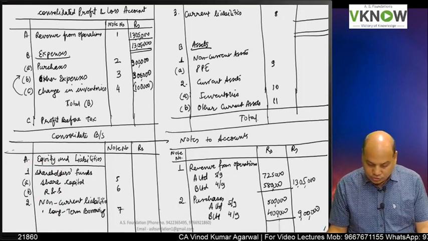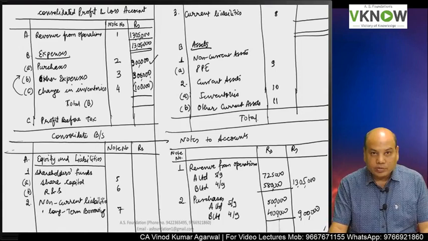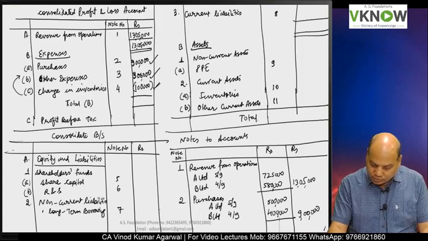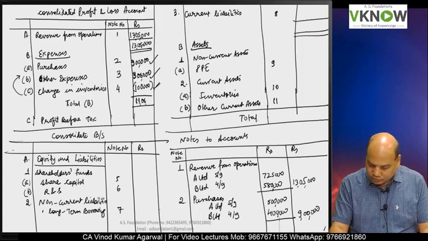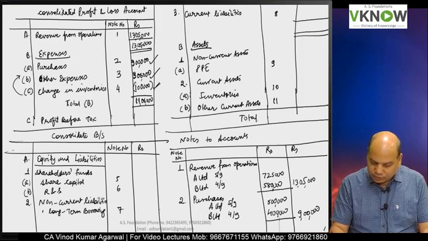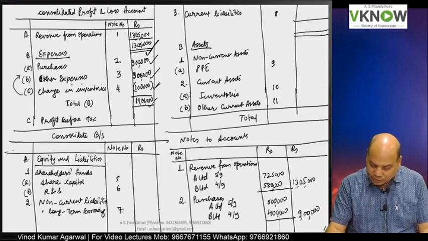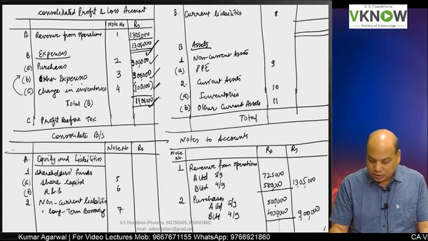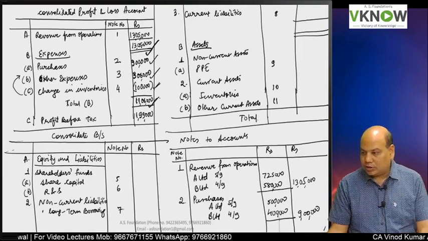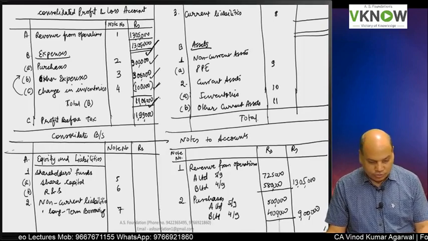Opening stock minus closing stock. Total of point number B will be 9 lakh plus 3 lakh 6,000 minus 1 lakh. So that comes to 11 lakh 6,000. And then profit before tax will be 13 lakh 5,000 minus 11 lakh 6,000, and that comes to 1 lakh 99,000. So profit of this venture is 1 lakh 99,000.